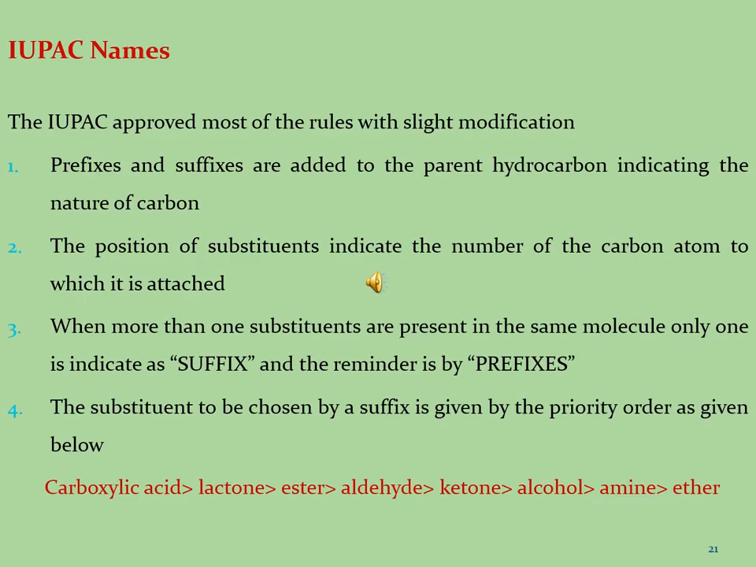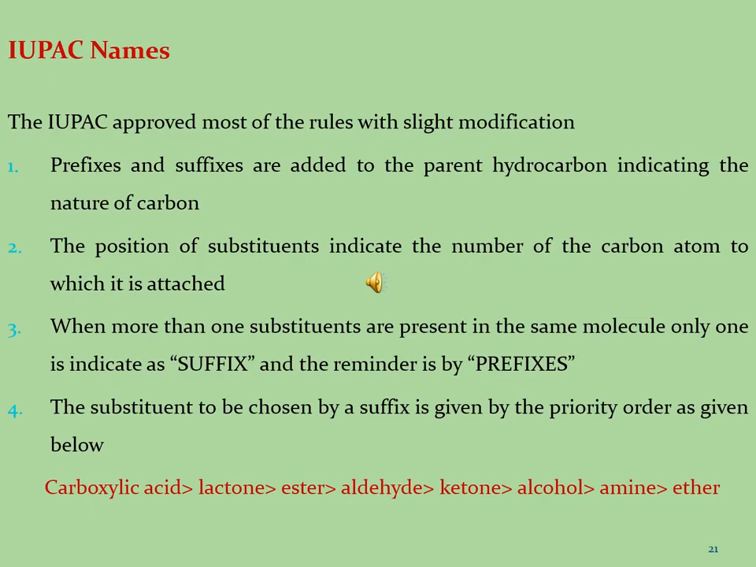Rule 1. Prefixes and suffixes are added to the parent hydrocarbons indicating the nature of the carbon atoms. Rule 2. The position of substituents indicates the number of the carbon atom to which it is attached. Rule 3. When more than one substituent is present in the same molecule, only one is indicated as a suffix and the remainder are indicated as prefixes.